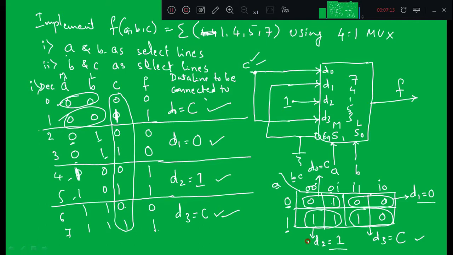Next, we'll take B and C as select lines. So in this second method, we will take B and C as select lines. What changes occur, how to identify the cells, and how to identify the rows in a truth table, that we will see. I'll keep the truth table A, B, C as it is, the order of input variables also as it is.